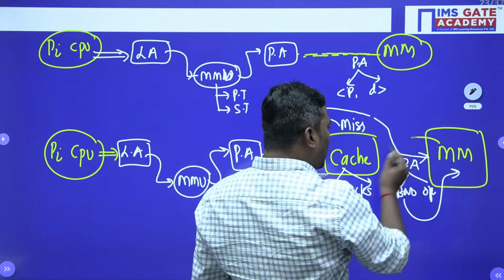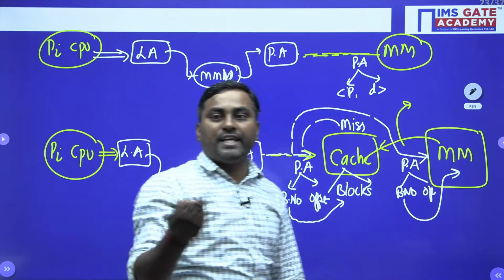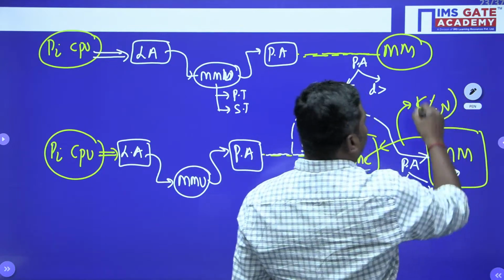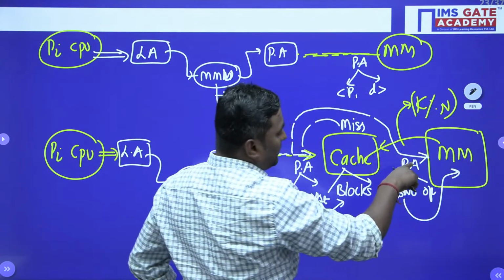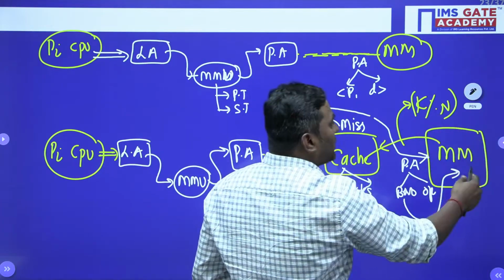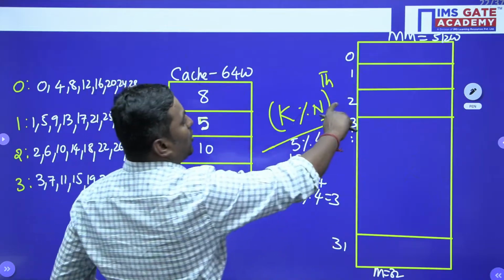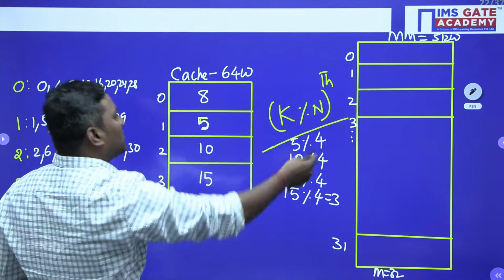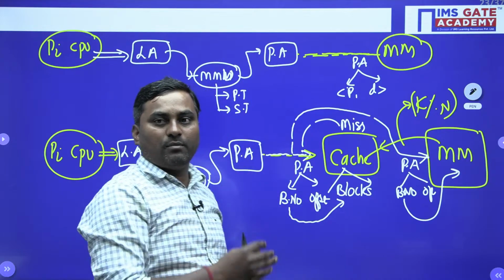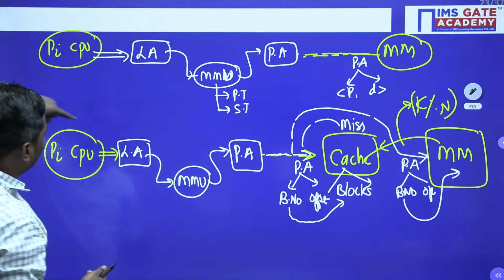Now that block you have to map; here a mapping function will occur. If you are using direct address mapping, then k modulo n you have to substitute. So you take the physical address, divide it into block number and offset, and for the block number apply k modulo n. That gives some address. In that cache location you update, place the block, and restart the instruction.